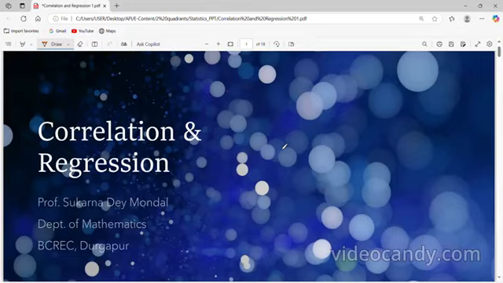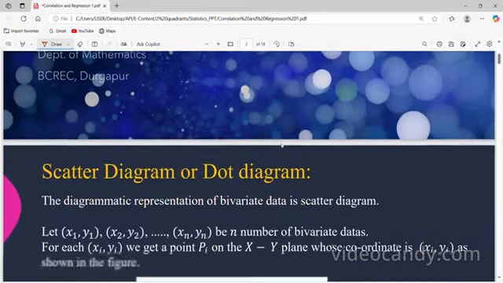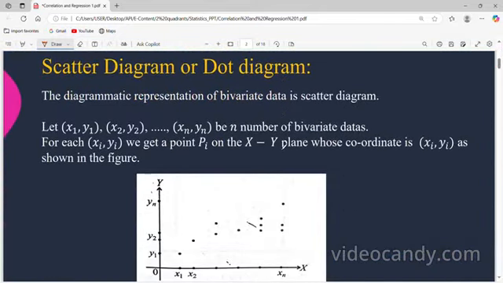Hello everyone. Today we will start correlation and regression. So first is scatter diagram or dot diagram. The diagrammatic representation of bivariate data is scatter diagram. So what is bivariate data?